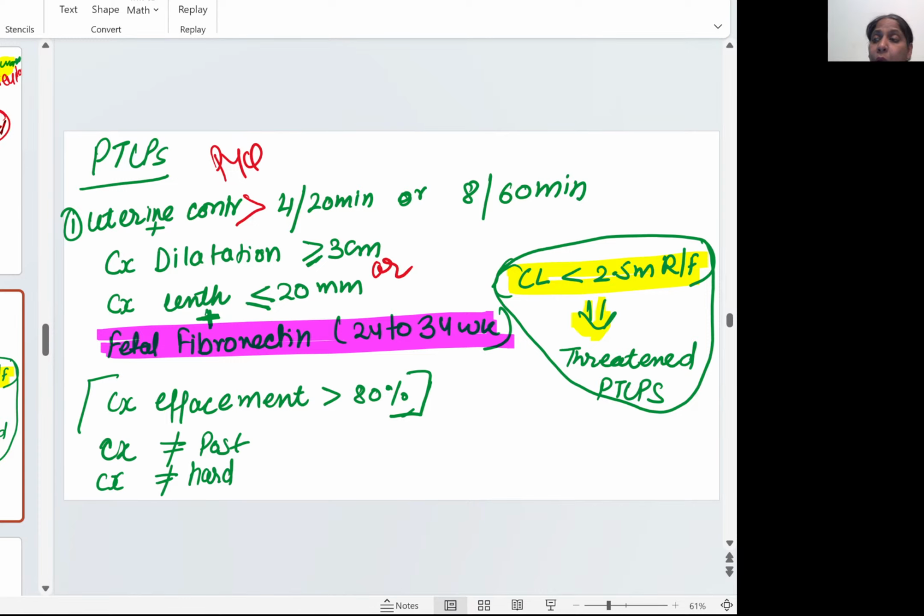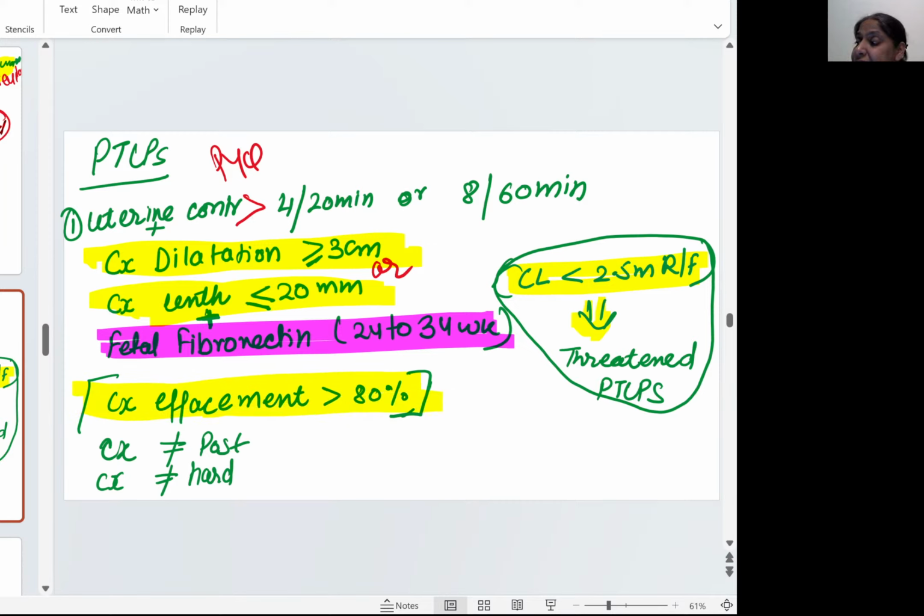Okay. Now what next? One more criteria you have to add. Either of these two. What are those two? Cervix dilatation should be more than 3 centimeter or cervix length should be less than 20 mm. Yeah, 2 centimeter. Is it okay? What do you mean by that cervix length is less than 20 mm? Tell me that cervix effacement is more than 80%.